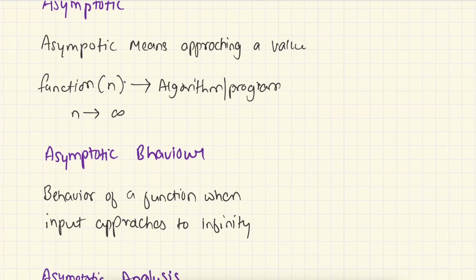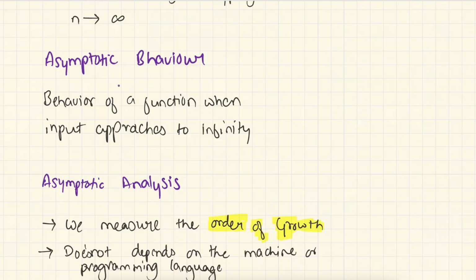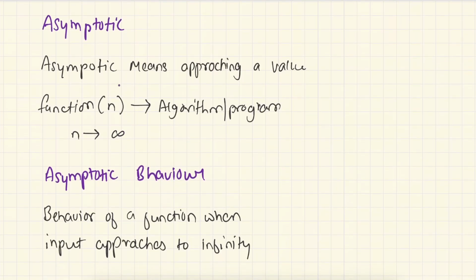Next comes asymptotic behavior. In asymptotic analysis, we generally talk about the asymptotic behavior of a function. Now what is the asymptotic behavior of a function? It means when the input approaches infinity, how our function is going to behave. Right? So our input size increases up to infinity, and when the input reaches infinity, we want to know the behavior of our function. So this is all about asymptotic and asymptotic behavior.